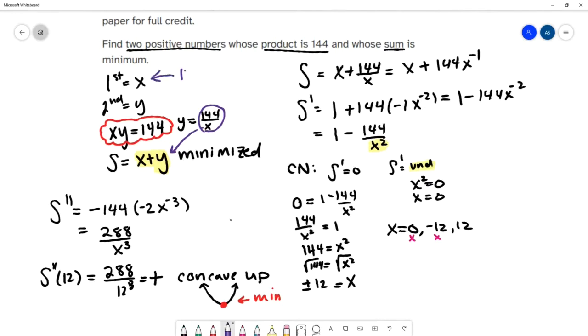So that's the value that we got for x. And you can substitute that 12 in. 144 over 12 is 12. So we also get 12 for the second number. So the numbers that we were looking for are 12 and 12. The product of these numbers is 144, and they produce a sum that's minimum.